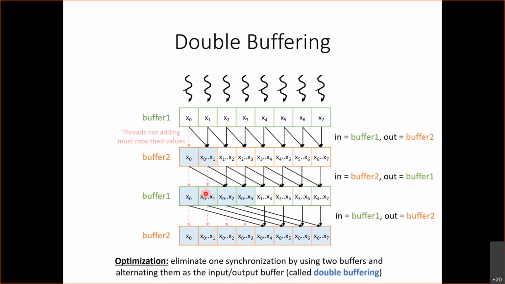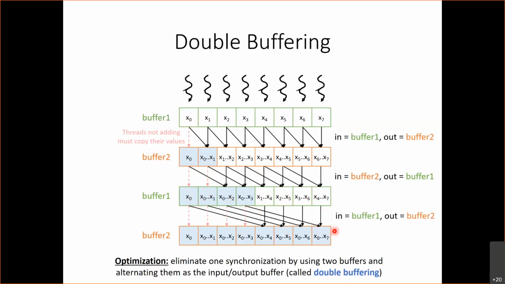And we also do the same thing at the end. At the end, buffer 1 is going to be our input, buffer 2 is going to become our output, and we're going to read from buffer 1, and we're going to write to buffer 2. And then the threads that don't do any addition are just going to have to transfer the value from buffer 1 to buffer 2. Okay?